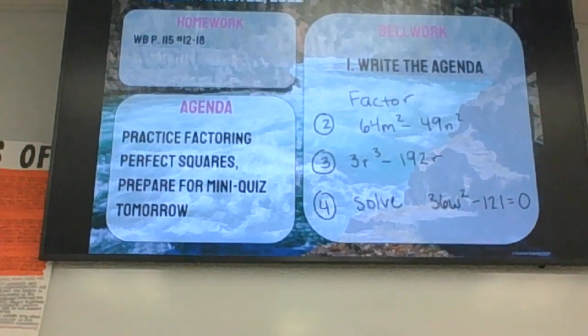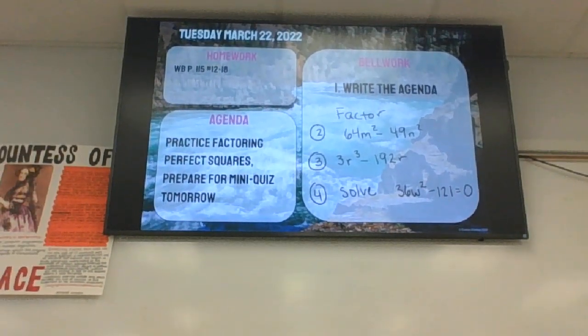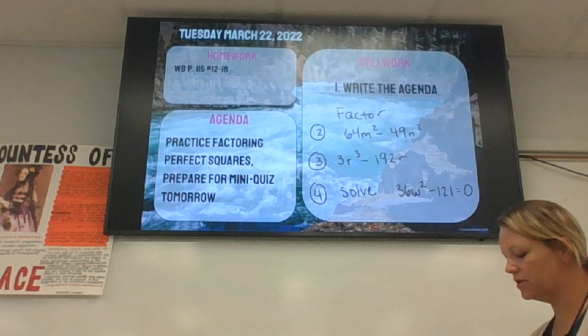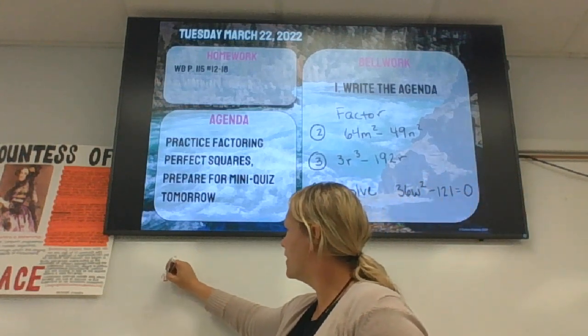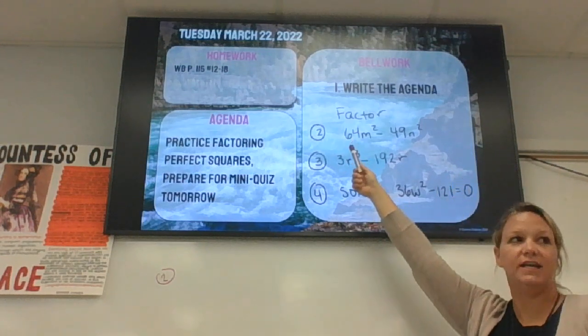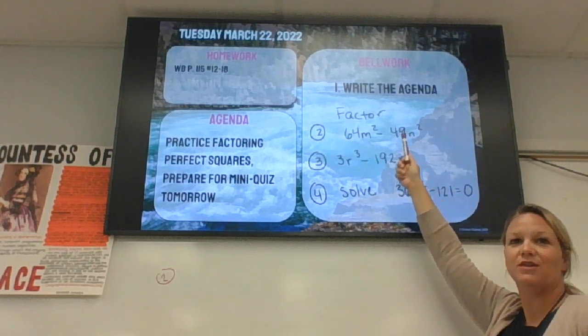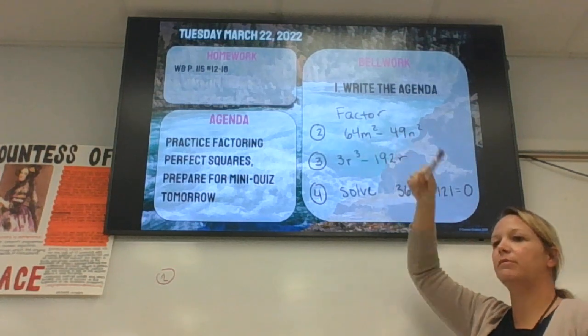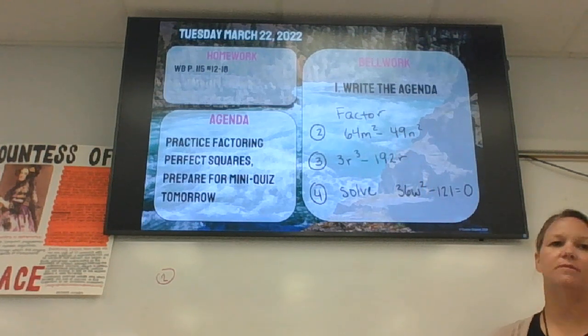Alright, so yesterday we talked about special numbers and how if these numbers show up, it's kind of the quickest and easiest math factoring. So you really hope to see the perfect squares in your factoring problems, because that means you can factor by square rooting. So on number two, we got good news, 64, the square root of 64 is 8. And we got more good news, you can also square root 49. You have to be able to square root both of them to use this square root method.